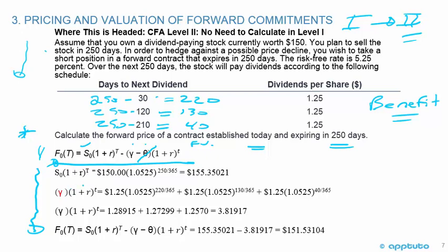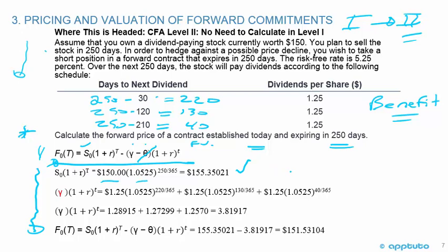So first of all, calculating the future value of the spot price is $150 times 1.0525 risk-free rate to the power of 250 over 365. So that's a fairly easy time value of money calculation, less than 1 year.